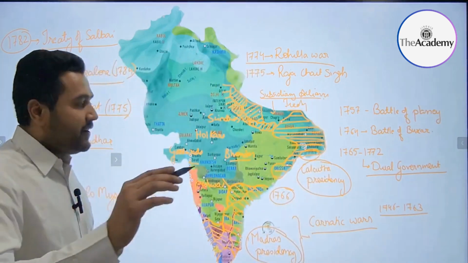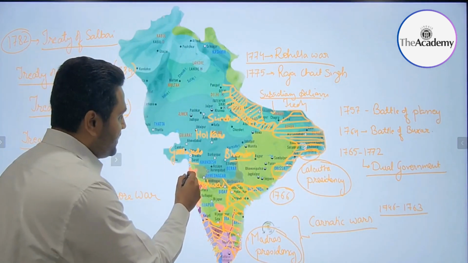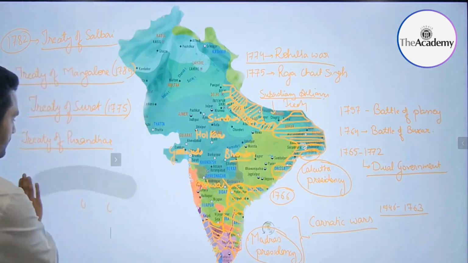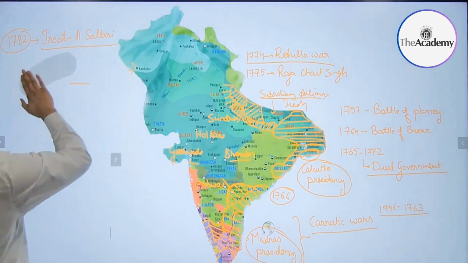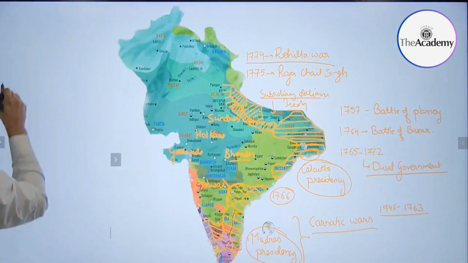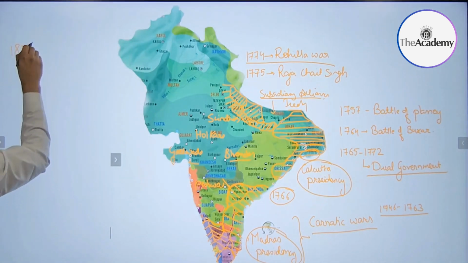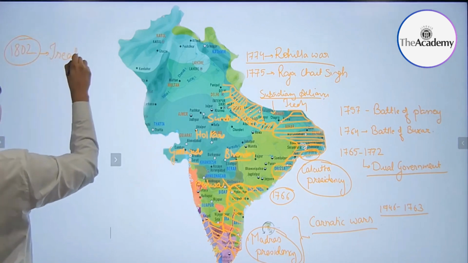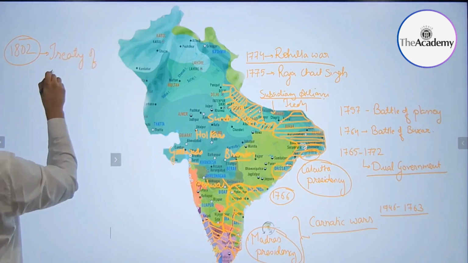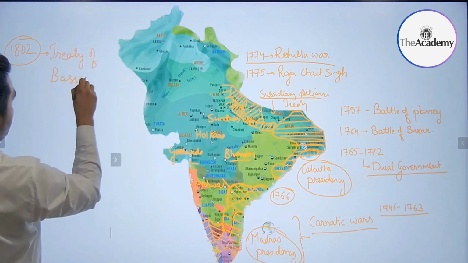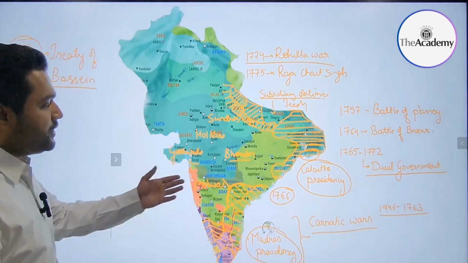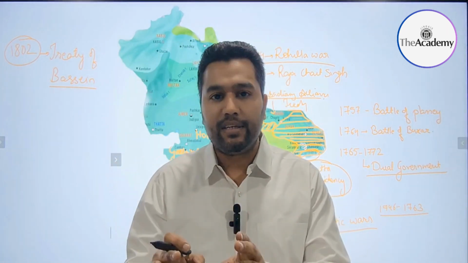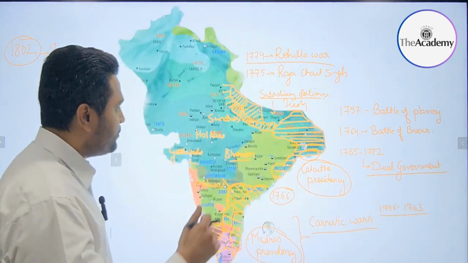And the major event during the time period of Lord Wellesley shall occur in 1802. In 1802, there would be the Treaty of Bassein, under which the Maratha Peshwa will sign the Subsidiary Alliance Treaty. What had happened? Let us understand the background.